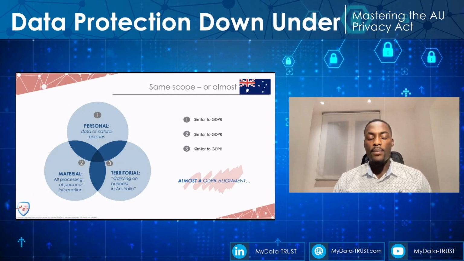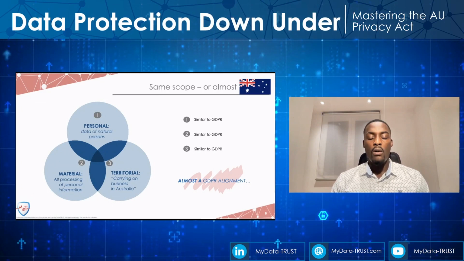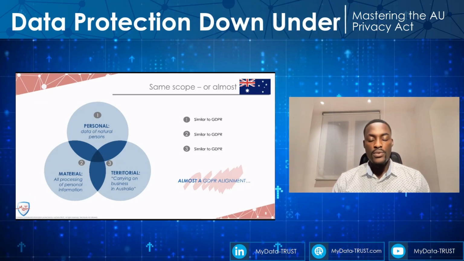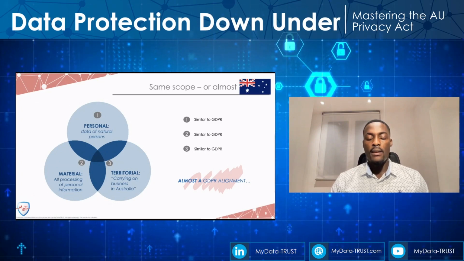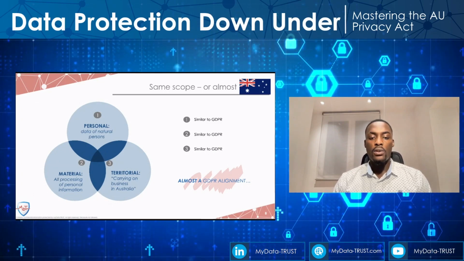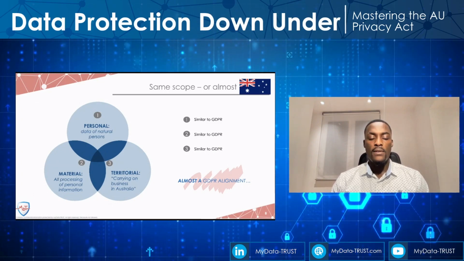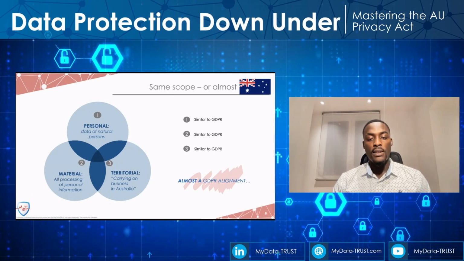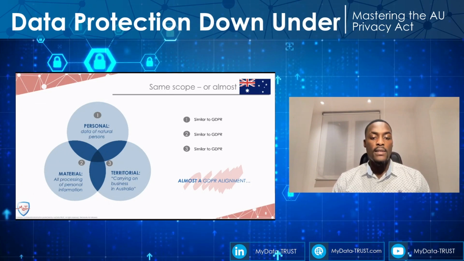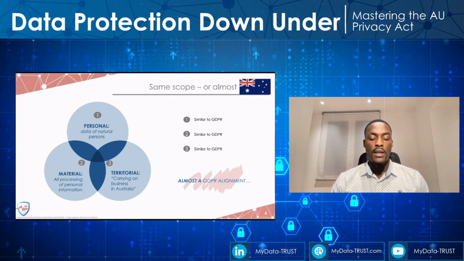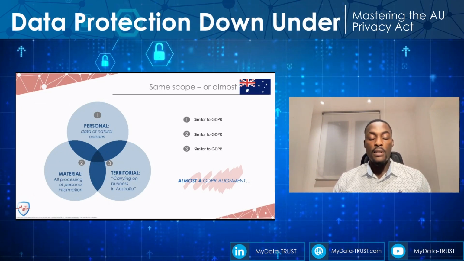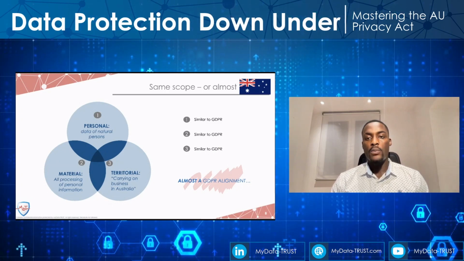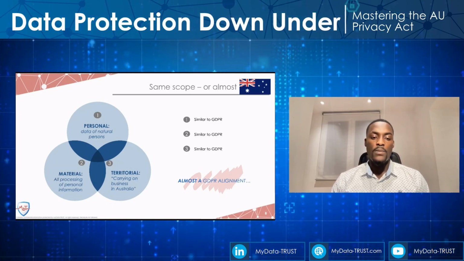The Privacy Act applies to all foreign organizations deemed to be carrying on businesses in Australia, regardless of whether or not the organization is actively collecting personal data. Any foreign organization that provides services or products in Australia will be carrying on business in Australia and subject to the Privacy Act. This scope is really close to that of the GDPR.